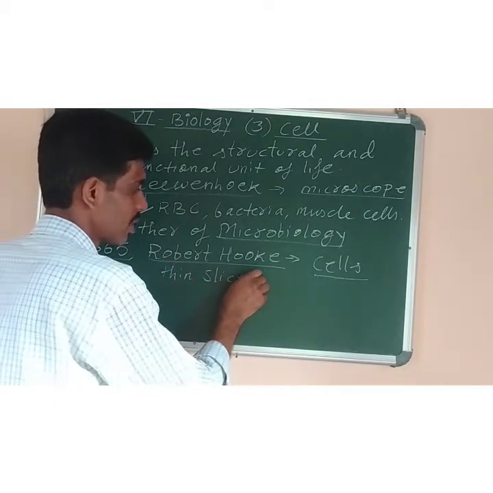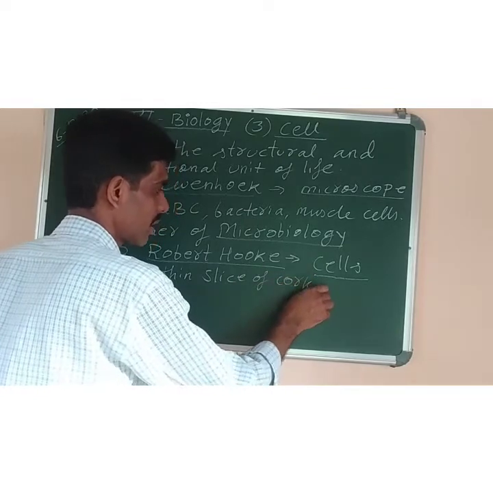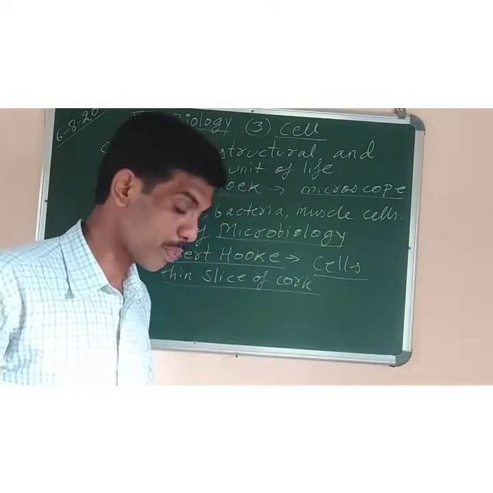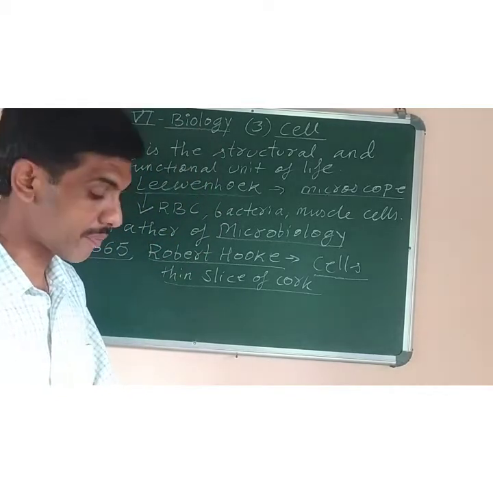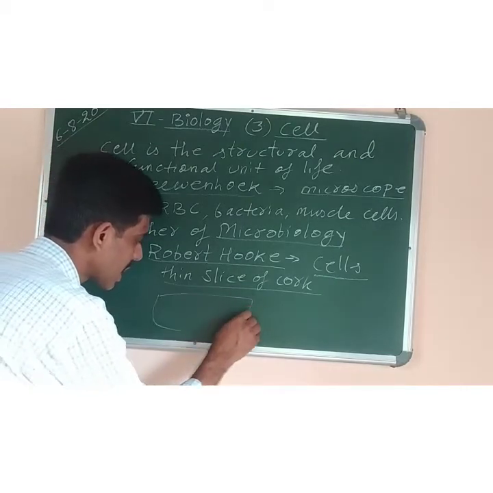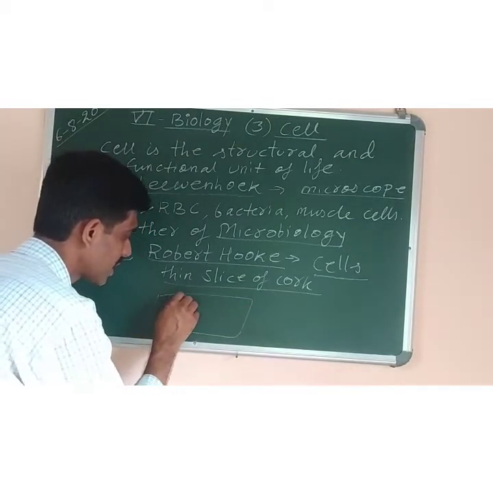Slice means, you know, when you cut a piece of cork, a thin slice of cork he had observed under his microscope, primitive microscope, which was made up of two lenses. And what he had seen was many box-like compartments, like this box-like structures were seen.